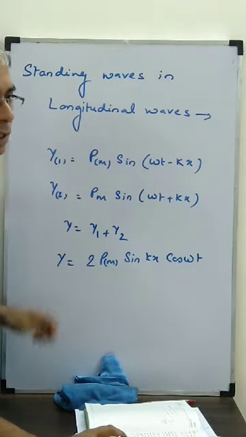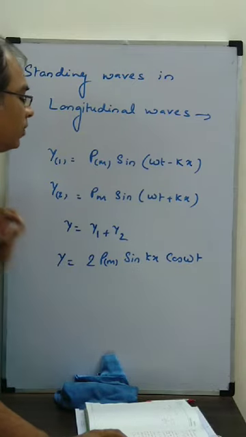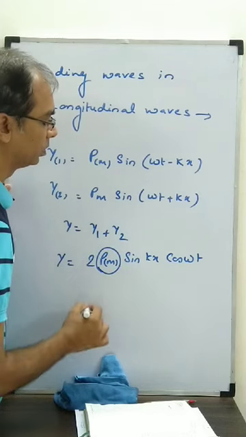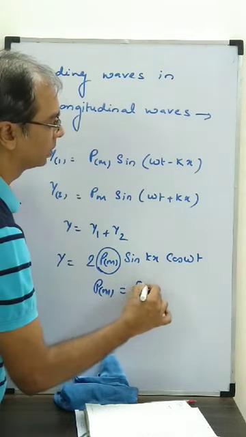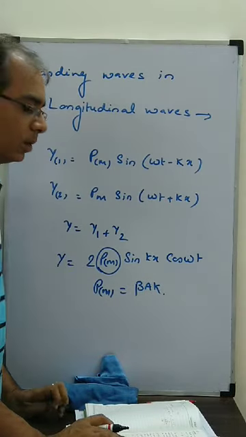Exactly the same kind of theory that we have already studied in waves in string will happen over here. The only difference is, in place of displacement amplitude, here we have pressure amplitude. And what is this pressure amplitude? Again, it is beta ak. Okay, this is beta ak.